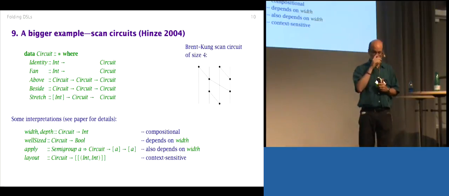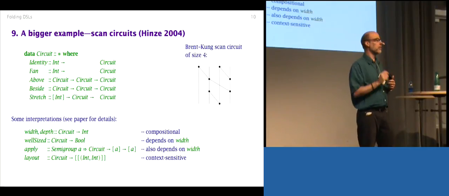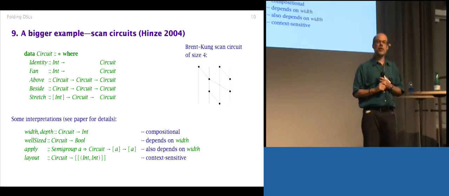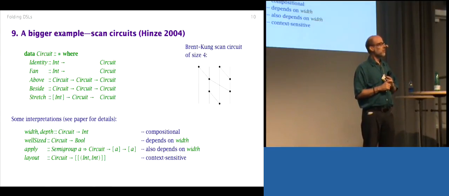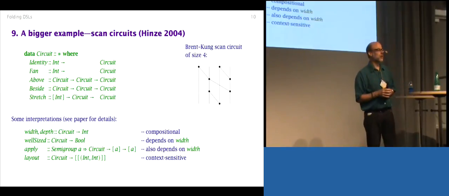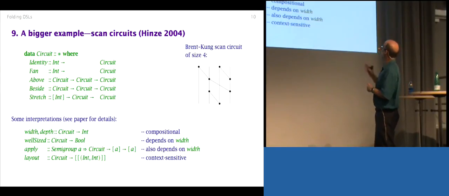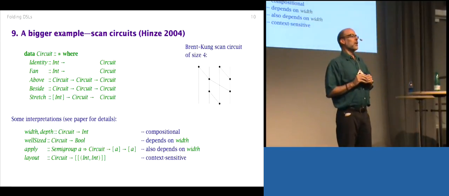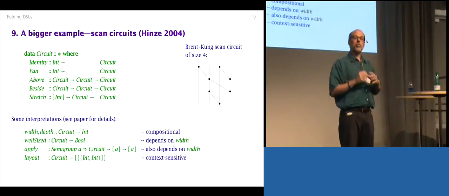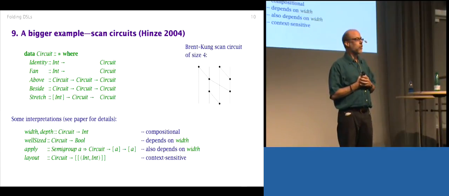So the paper has a more elaborate, perhaps slightly more realistic DSL for scan circuits, parallel prefix circuits. This is based on a paper by Ralf Hinze from 10 years ago, from Mathematics of Program Construction in 2004. The circuit on the top right of the slide is a little parallel prefix circuit of size 4.